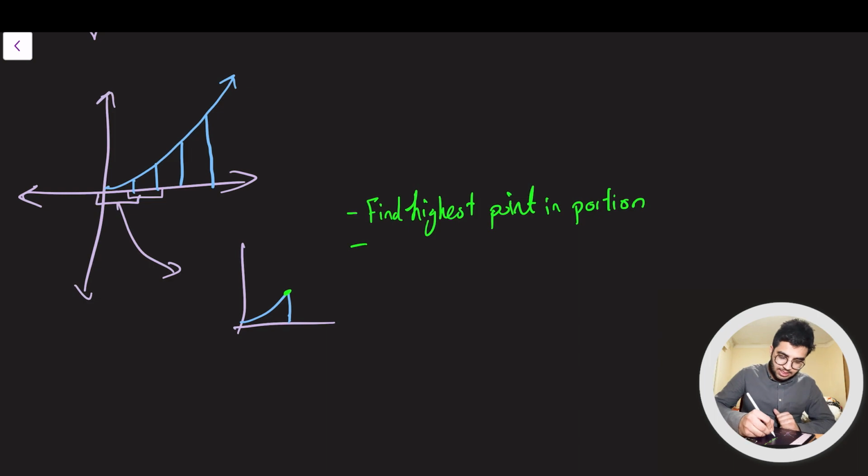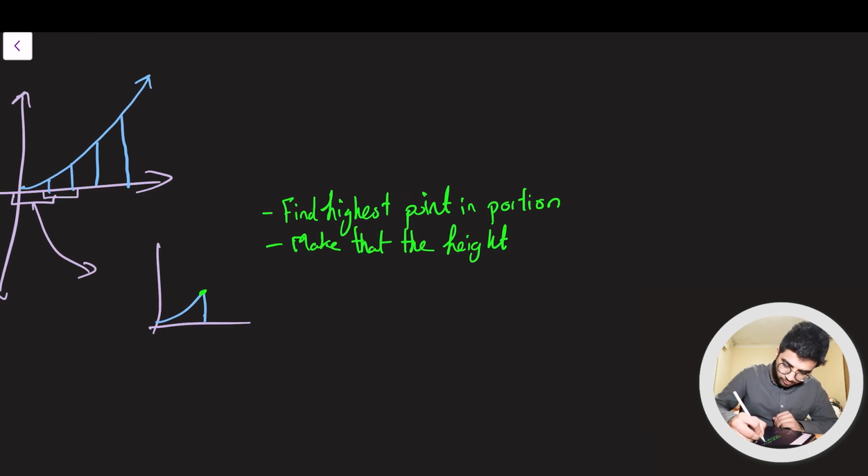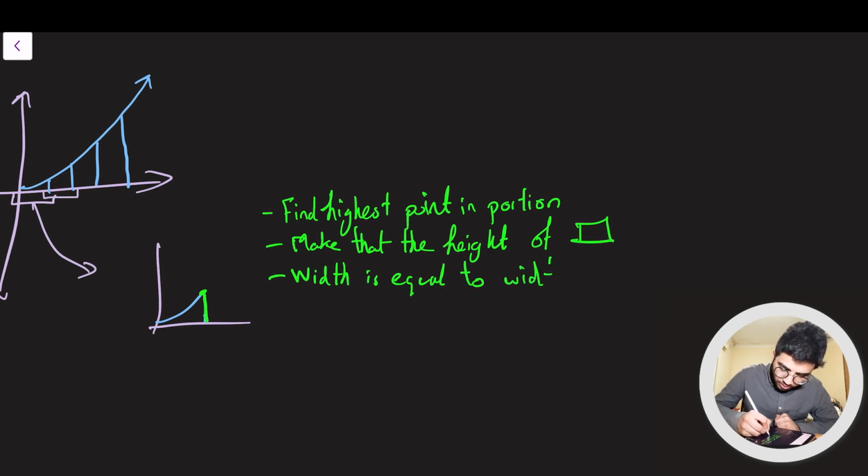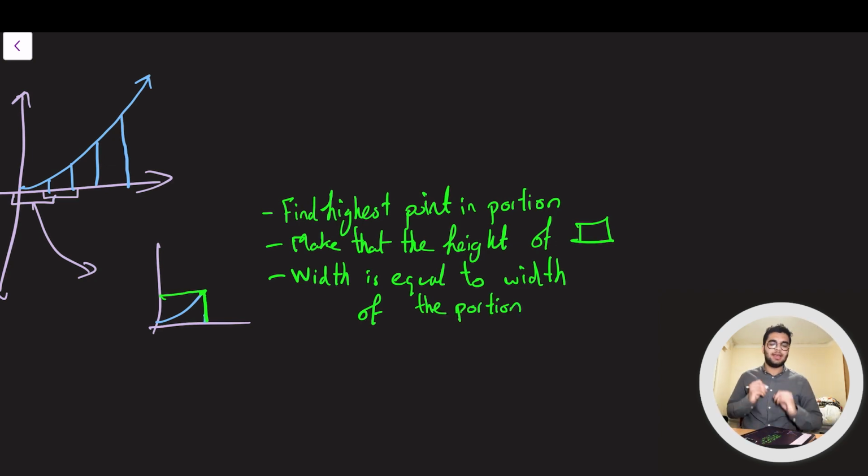And then you make that the height of the rectangle. So we have a rectangle that has a height of this, and then the width is equal to the width of the portion. So the width of this rectangle is that. That is your bigger rectangle. That is how you get it.